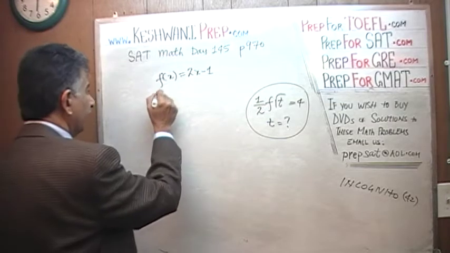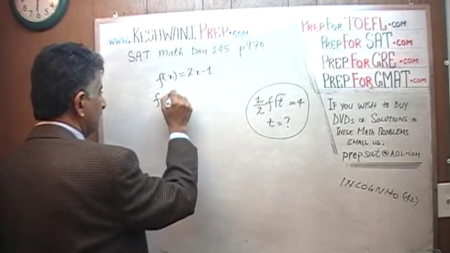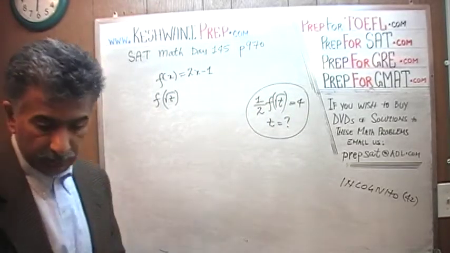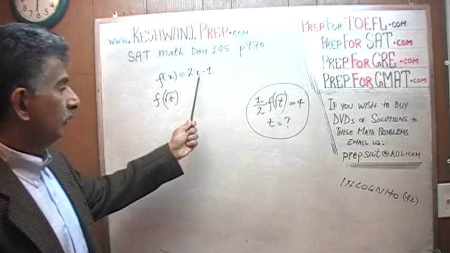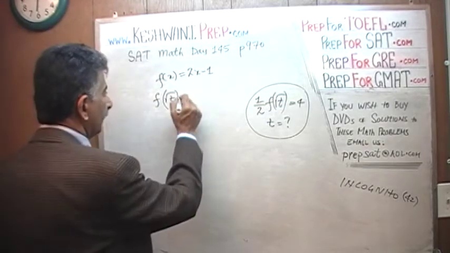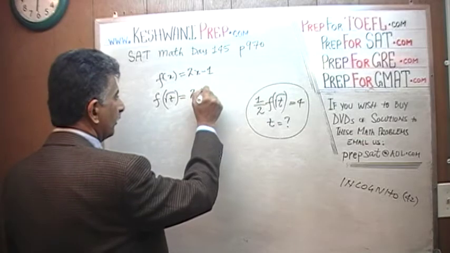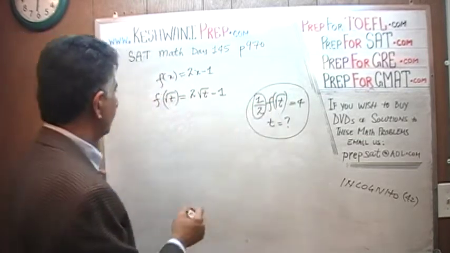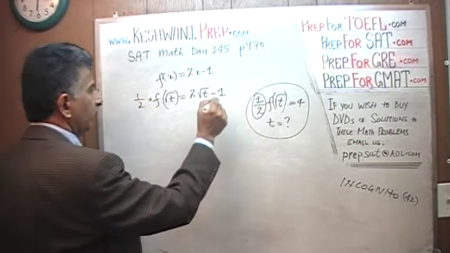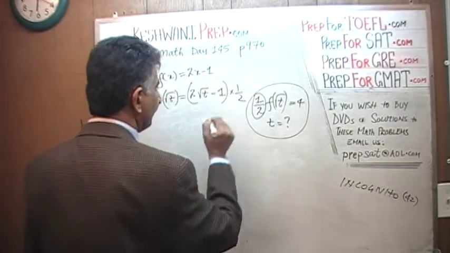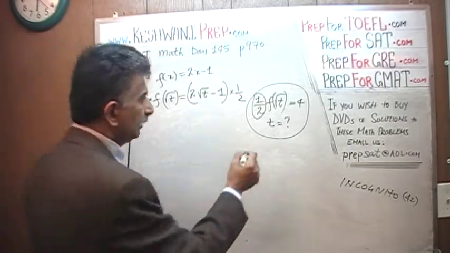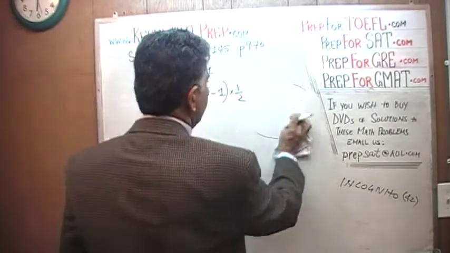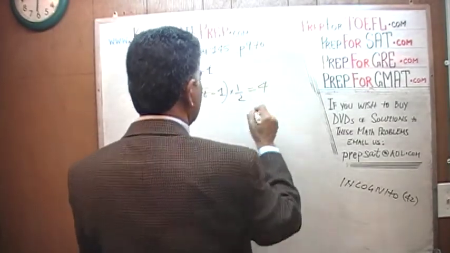If this is our function, then f of square root of t is where wherever we see x, we replace it with the square root of t, and that will be 2 times the square root of t minus 1. So that part was very simple. Then we have to take a half of it. So let's multiply this side by half, and if we do that, we have to multiply this side by half. That part is done. And we are told that when we do that, it equals 4. So that's what we're going to do. We're going to equate this quantity to 4.